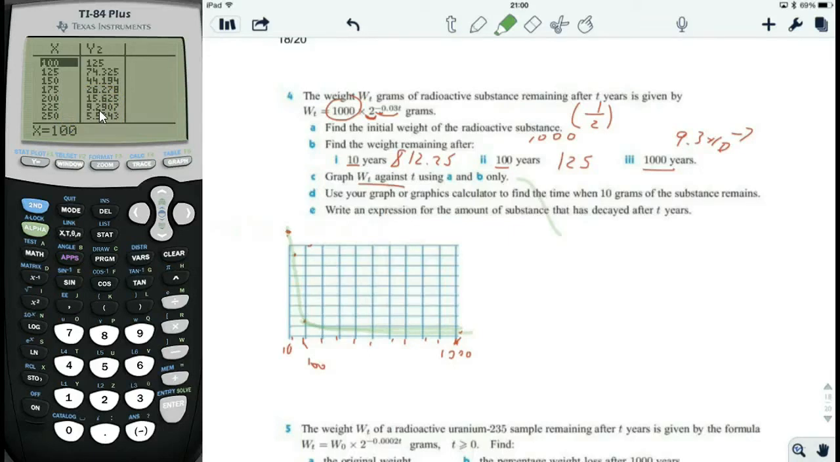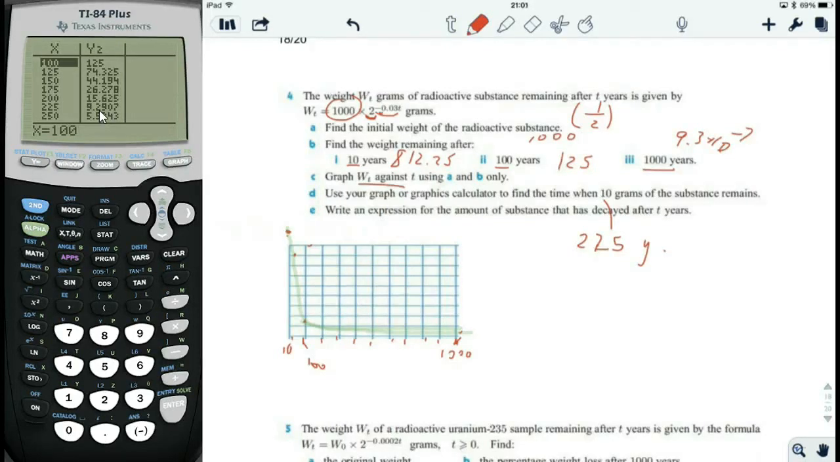So we'll say, oh, the answer is 225. I guess it's 225 years, right? Oops, I'm sorry. I drew the wrong arrow here. So that corresponds to this one here. Okay? Write an expression for the amount of substance that has decayed after t years.